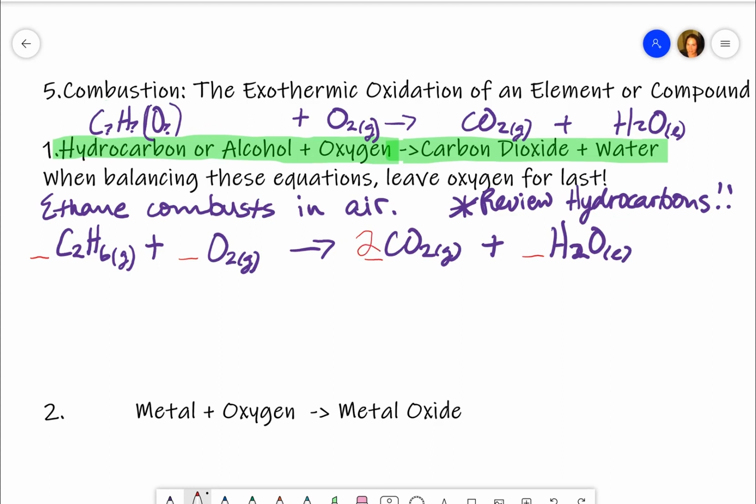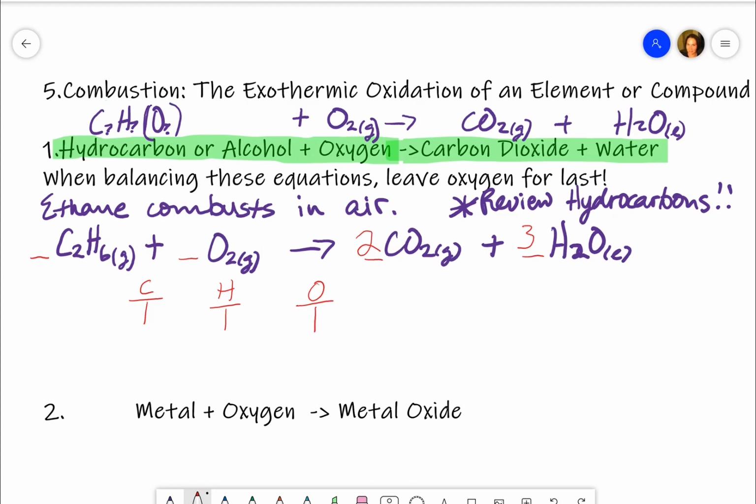Now, hydrogens. I have 6 on the left, and I have 2 on the right. So I'm going to put a 3 in front of water. Okay, so if you're keeping track, right? So if I made T-charts, because some people do, some people don't. It doesn't matter. Okay, and oxygen.